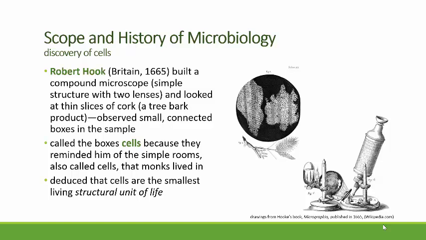And he looked first at really thin slices through cork. Cork is a tree bark product, and so it is built of cells. He observed these tiny connected boxes that reminded him of the rooms in which monks lived. They're called cells, and so he named them cells. And it was he who first deduced that cells are the smallest living structural unit of life.